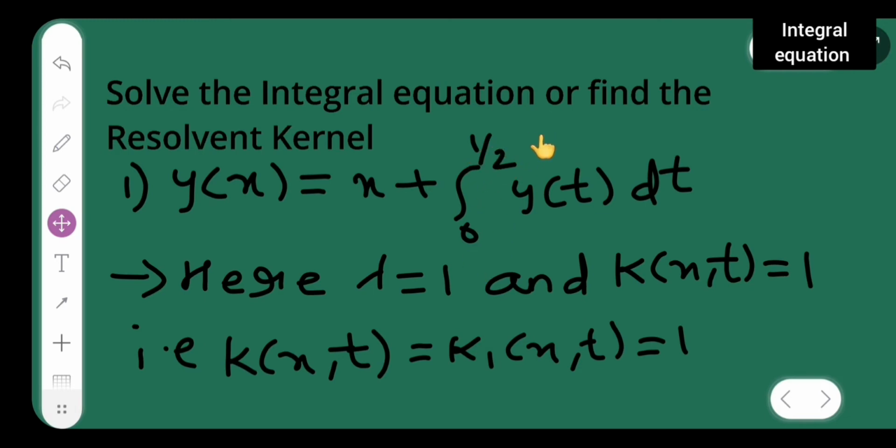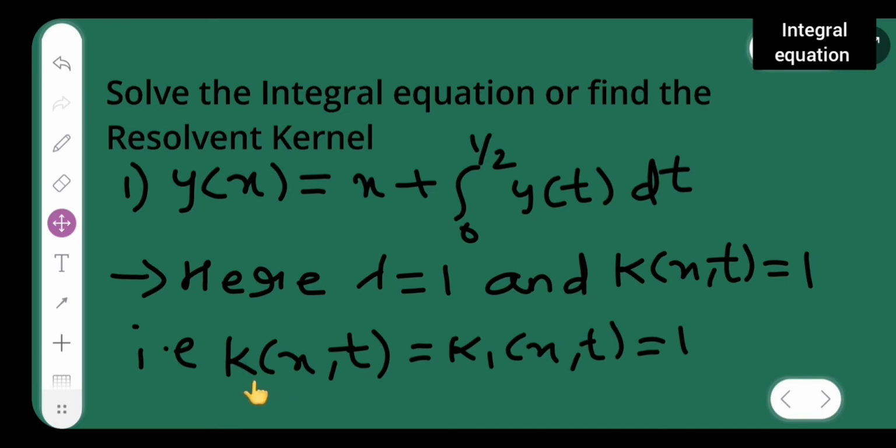Okay, so let me start with the problem. y(x) is equal to x plus integral from 0 to half y(t) dt. Here, what is my lambda? It's given as 1. Okay. And my k(x,t) is also equal to 1.